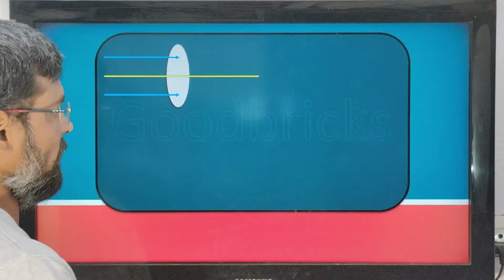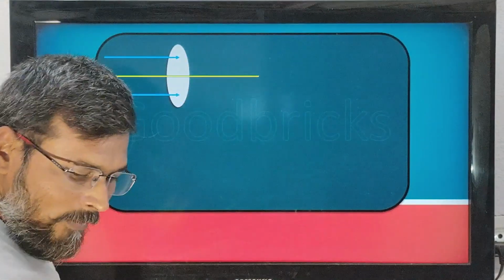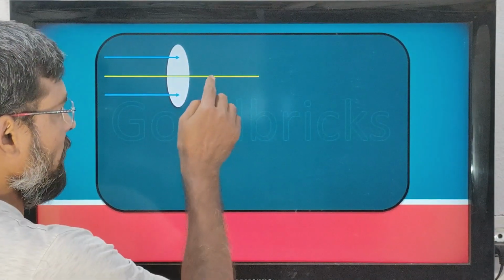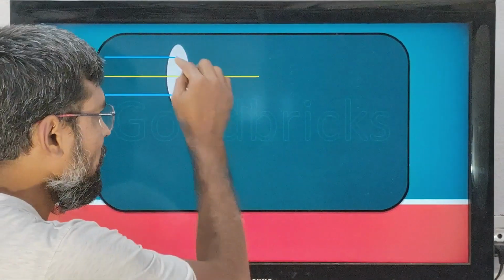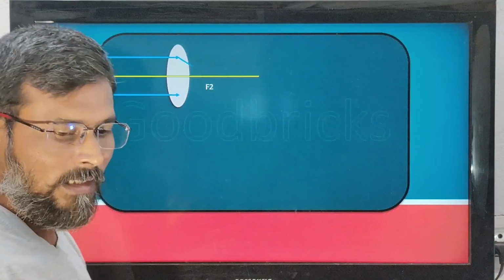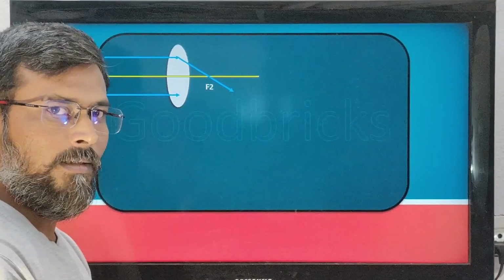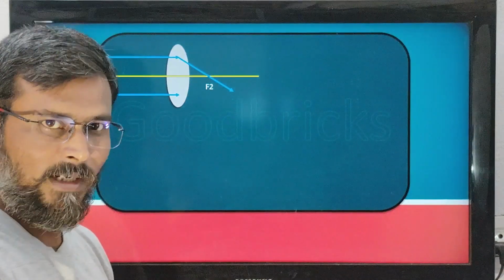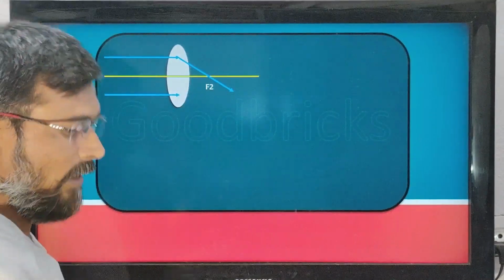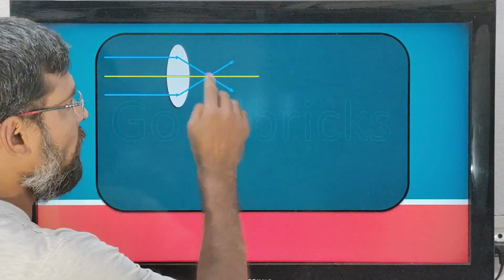They are called refracted rays. Now the refracted rays will pass through the focal point. See here on the screen. For this incident ray, when the refracted ray is coming out, that refracted ray passes through this focal point. Similarly, this is the incident ray which is parallel to the principal axis, and its refracted ray also passes through the focal point. This is one rule.